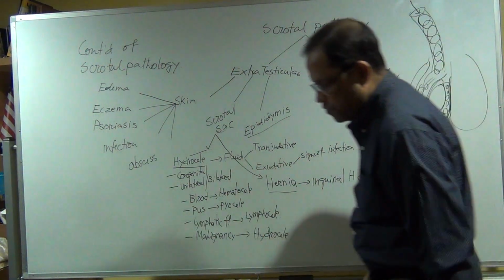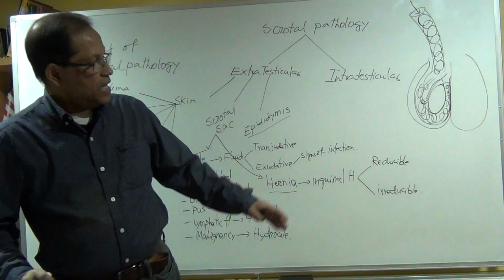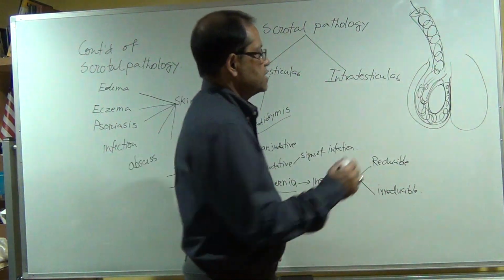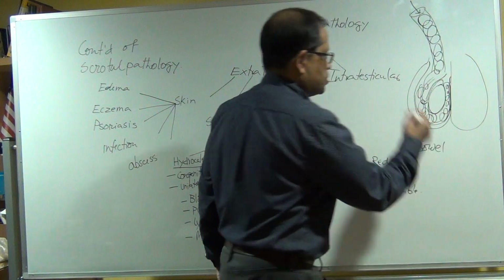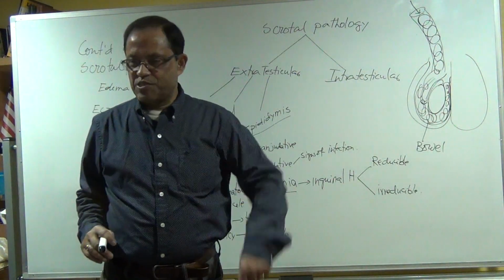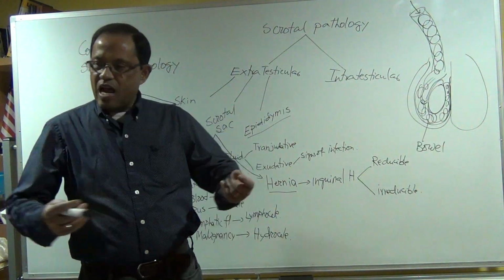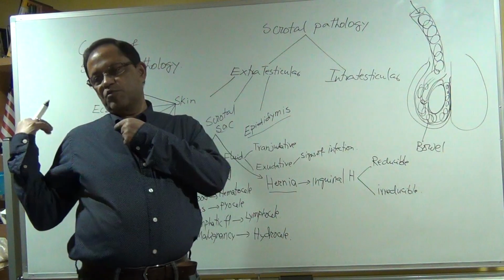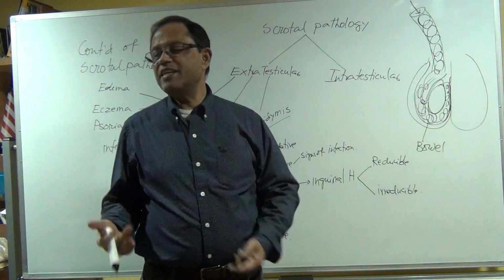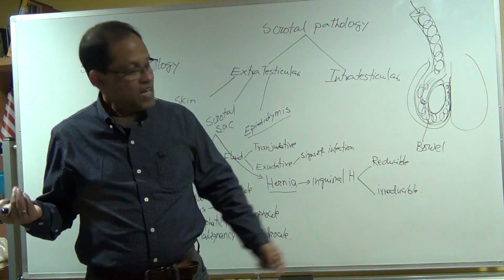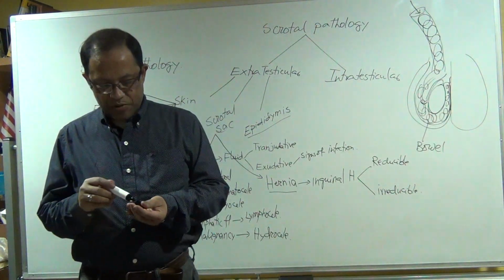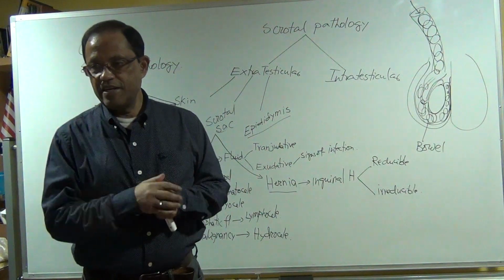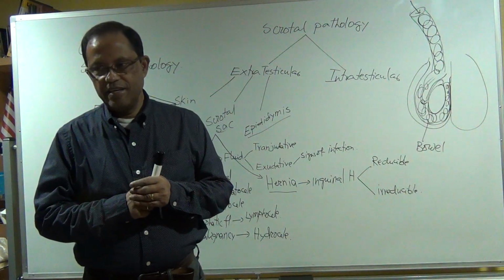Take the history from the patient that he has had this situation for a couple of years. Every time it comes down and it goes back. But this time it didn't go back, it's obstructed. Okay? You found that there is bowel, and you can prove that this is a hernia, an intestinal hernia.